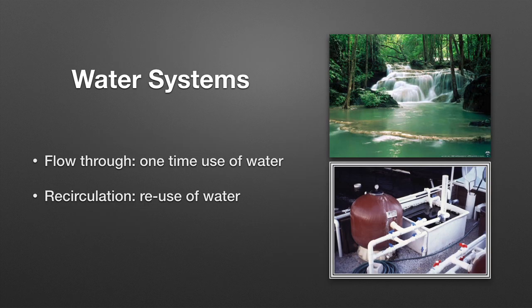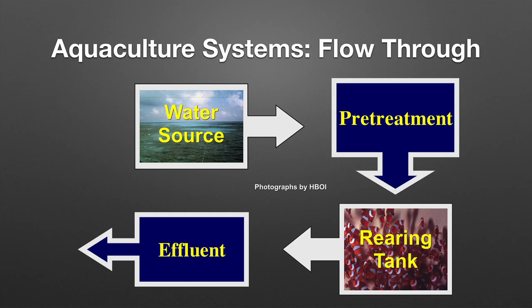Water systems can be broken up into either flow-through systems, where there's a one-time use of water, or recirculating systems where the water is reused. This diagram just depicts a flow-through system where the water source can be pre-treated, either through screening. Then the water runs through the rearing tank and is discharged as effluent. So basically you have the same amount of effluent as you do incoming water.